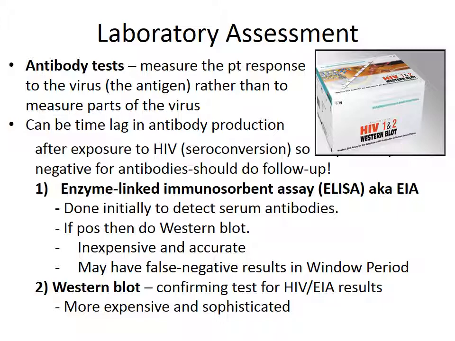The ELISA is inexpensive and very accurate. The only drawback is that it may have false negative results in the window period. The Western blot is actually the confirming test for HIV and ELISA results, but it's more expensive and more sophisticated.